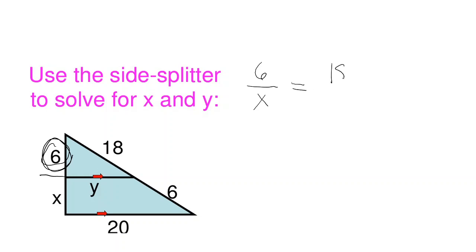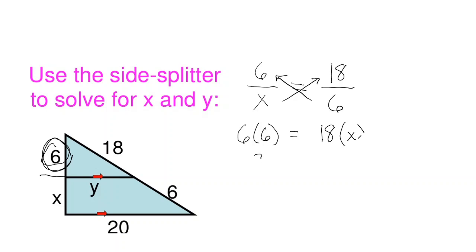As 18 is to 6. So we could cross multiply the 6 that way and the x that way. So we have 6 times 6 equals 18 times x, or 36 equals 18x. 18 just happens to go into 36 evenly twice, because 2 times 18 is 36. So x equals 2.